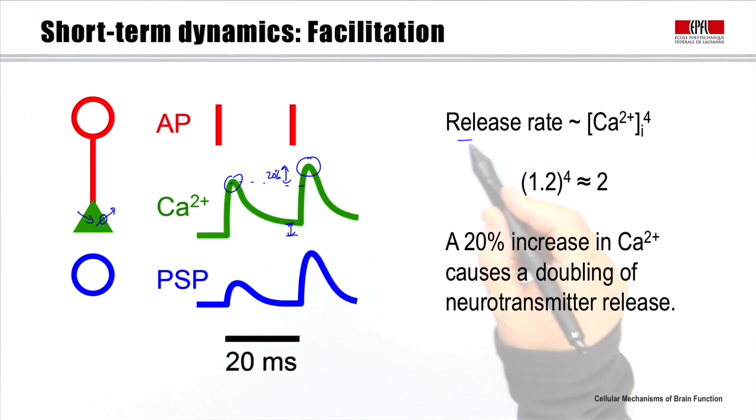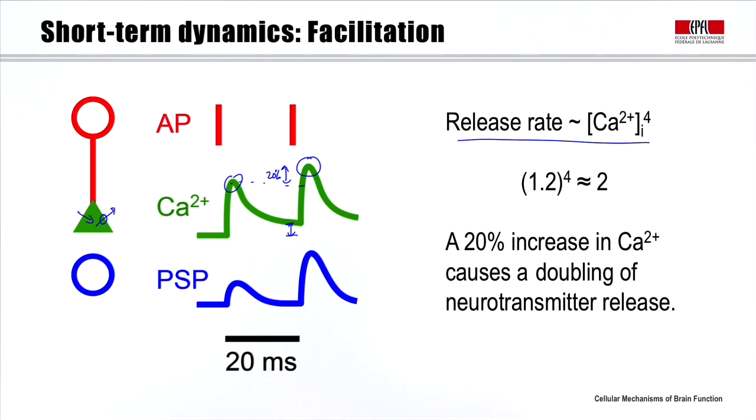In the last lesson, we discussed that the release rate of vesicles depended upon the fourth power of the concentration of calcium. And so if we have a 20% increase in the calcium concentration, we put that to the fourth power, that induces a doubling in the amount of neurotransmitter release. So even small changes in the amount of peak calcium influx reached in response to an action potential can have a large impact upon the release of neurotransmitter.